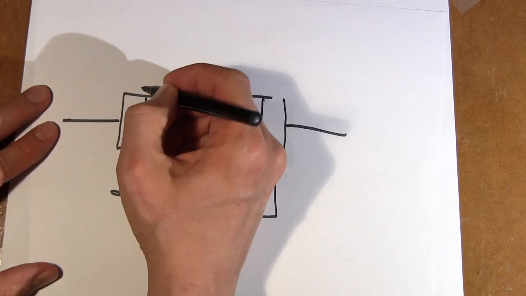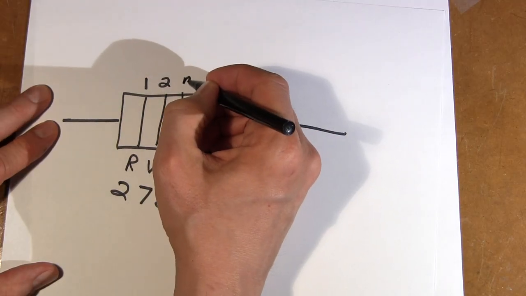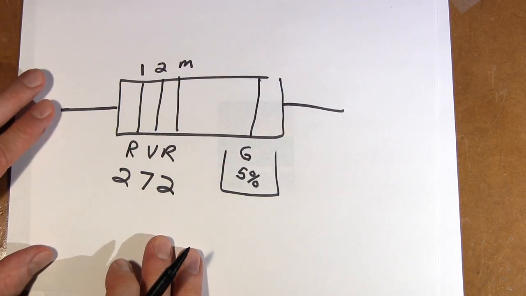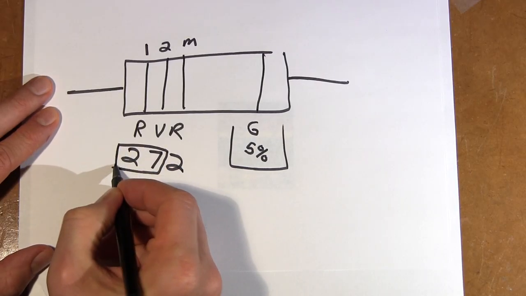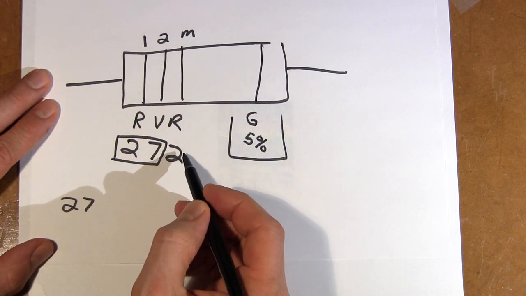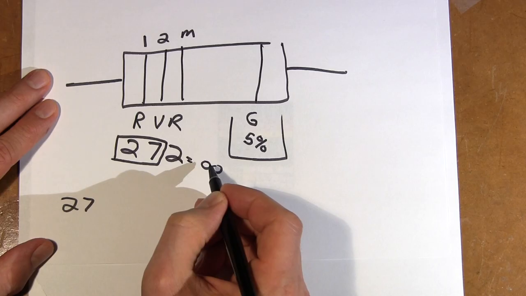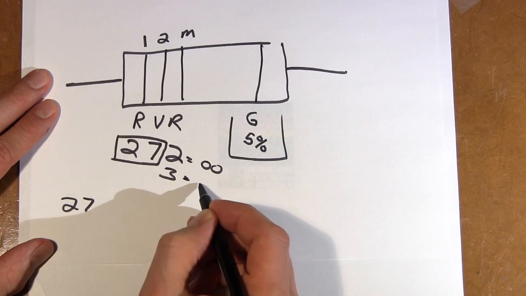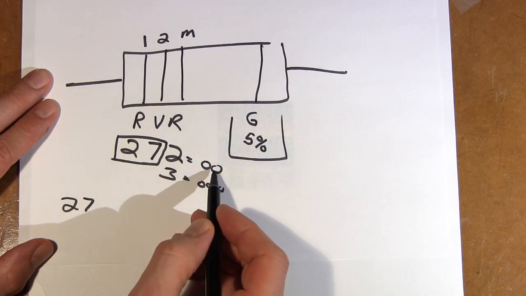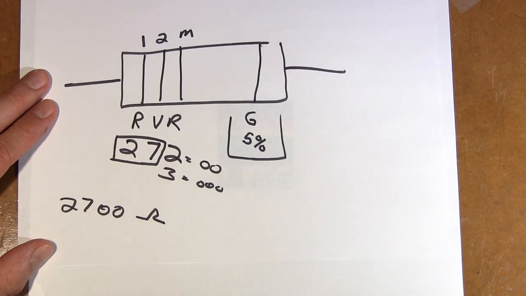Now this is the first significant figure. This is the second significant figure, and this is the multiplier right here. The quicker and easier way to work this out is you just keep these two the same. So we have 2, 7, and the multiplier we know is red, which is 2. So what we do is we convert that number 2 into 2 zeros. If this was a number 3, it would equal 3 zeros. If it was a number 3, this would be orange, but it's red, so it's number 2. So we just take those 2 zeros, put them here, and we have 2700 ohms at 5%, and that's just how easy that is.